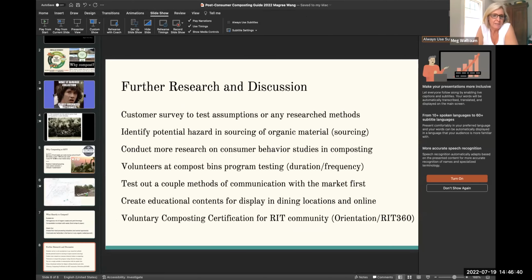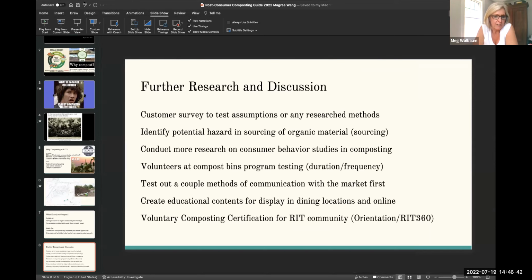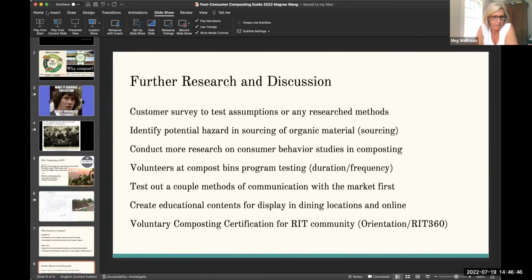Thanks, Magree. So lots of really interesting information. I love that it's centered around how this could happen at RIT. So I know that sustainability has been part of your own personal mission. So what would you say is the new learning that's come out of this? Because I know that this has been part of what's interested you. So what's new for you, the new learning, the new takeaways?